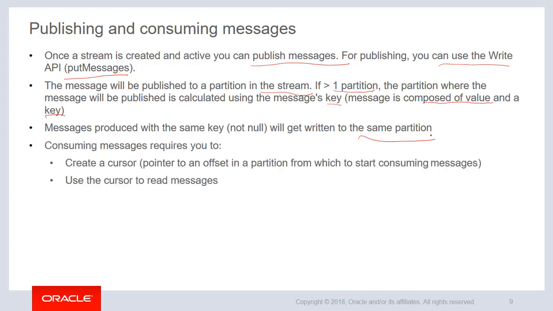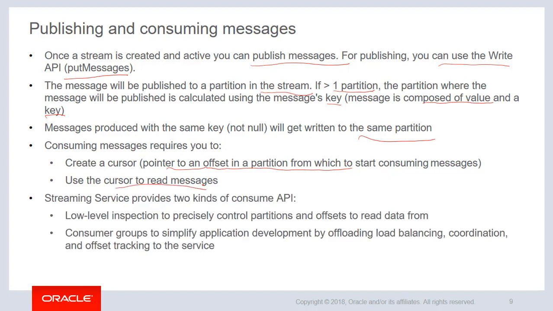Consuming messages requires you to create a cursor, and a cursor is nothing but a pointer to an offset in a partition from which you want to start consuming messages, and you use the cursor to read messages. As we discussed earlier, this is one way to consume messages. You control partitions and offsets and you read data. The other way is to use consumer groups, and consumer groups simplify application development by offloading load balancing, coordination, and offset tracking. So all that is taken care of by the API. You really just create your consumer groups, and then you can start consuming your messages.